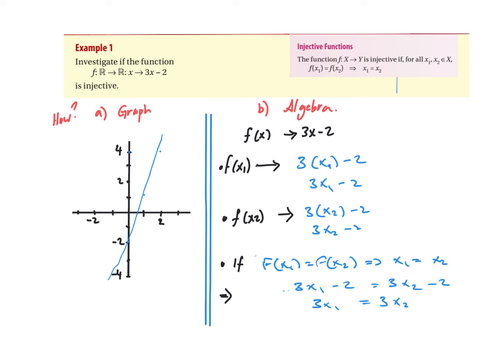Hopefully again you'll see that we have a 3 in front of the x1 and a 3 in front of the x2. So we have x1 is equal to x2 because I can divide both sides by the 3 here, and that means I now have x1 is equal to x2, which means that this function is injective.